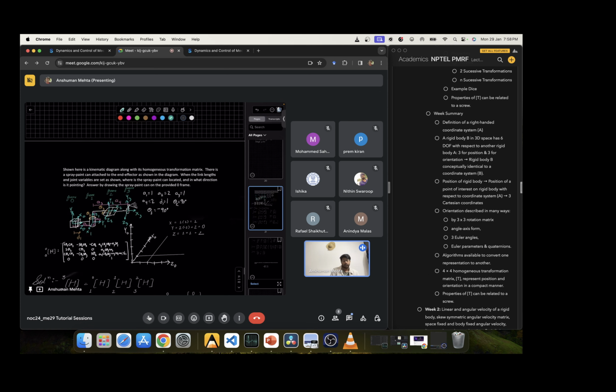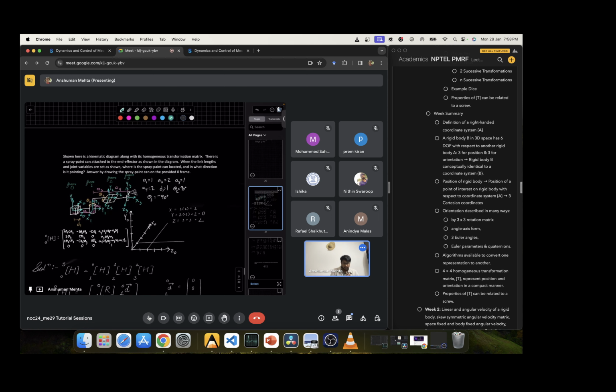So it is actually a part of a spray paint can that is attached to the end effector. And when the link lengths and joint variables are set as shown, where is the spray paint can located and in what direction is it pointing? Answer by drawing the spray paint can in the 0 frame. Okay, so there is this spray paint, and it is on frame 3. You can see there is a symbol of the spraying, and then we have to find it from the 0th position.